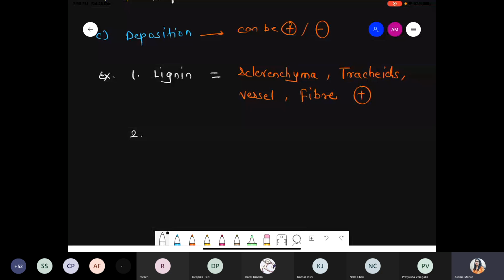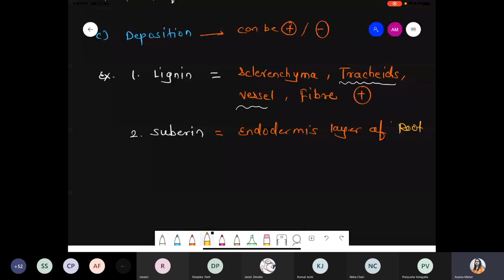The tracheids and the vessels are the two types of cells responsible for water conduction. This part we'll discuss another time. Next material is suberin. You know very well, suberin is mostly present in the endodermis layer. I hope you remember, it is present in the endodermis layer of the root, not in the stem. It is present in the root endodermis layer.